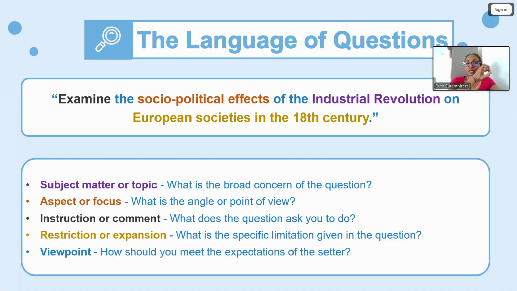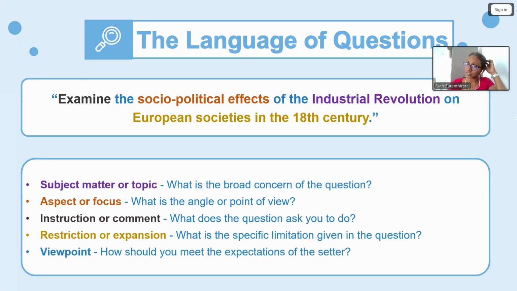Right. So here we are looking at socio-political effects of the Industrial Revolution, but we are getting a further restriction. Often in big essay type questions, you will get a further restriction. That means from the broad topic to the focus to a much smaller restriction. So without talking about all the socio-political effects that happened during the Industrial Revolution, which can be quite large still, we are talking specifically about the effects that are taking place in European societies in the 18th century, right? So the effects that are coming on European societies in the 18th century.